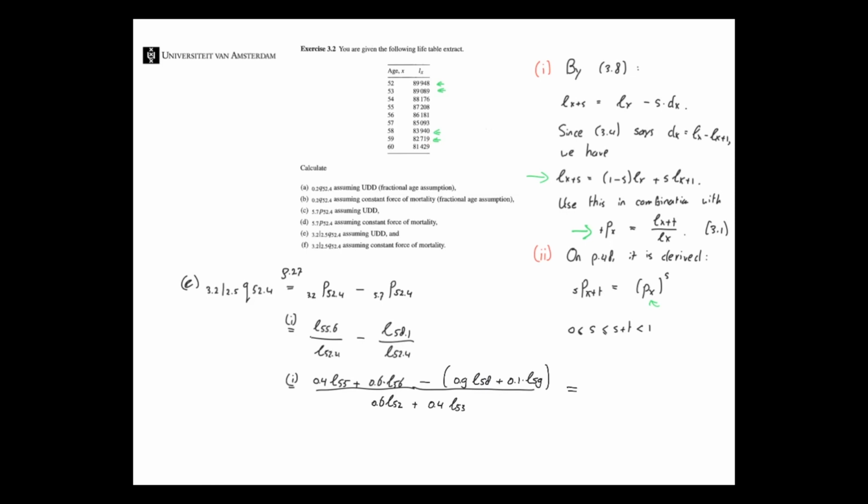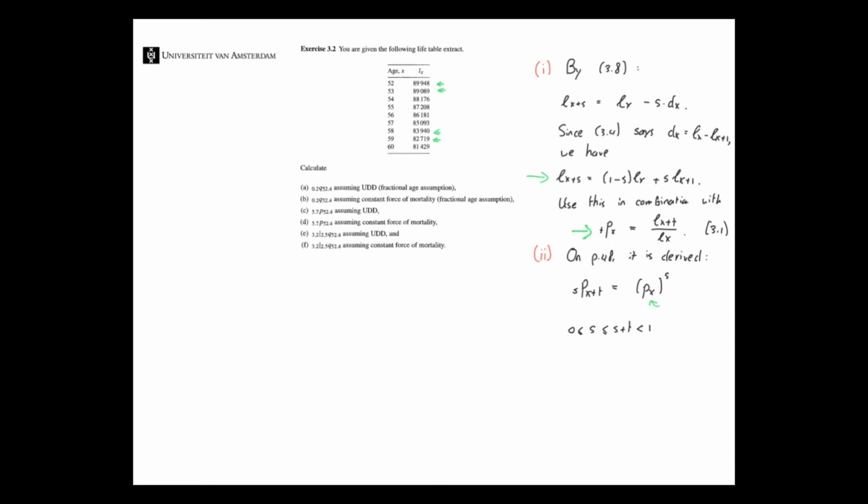Alright, and then plug in everything in will give you a very small probability, which makes sense that it's small actually, of 0.030957. Alright, and now I have no room left for part F, so I will remove this part here. So for part F, write down the answer actually. So the answer was 0.030957, and F should be the same, right? Because we have to compute the same probability using the constant force of mortality.